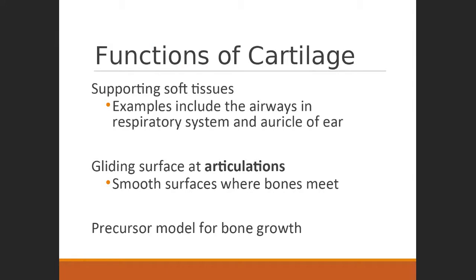Cartilage will be very supportive. We already mentioned its role in articulations. And later on, you'll see us get into it being a precursor for bone. One of the types of bone development we'll talk about involves using a template made of hyaline cartilage that we then change into bony tissue.